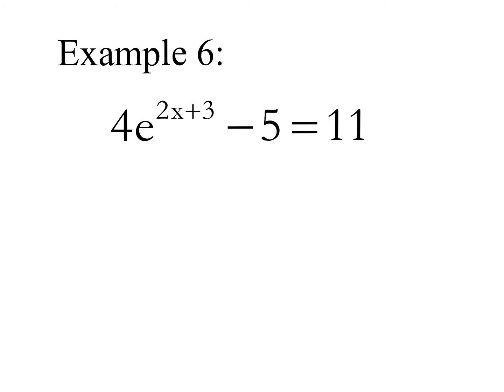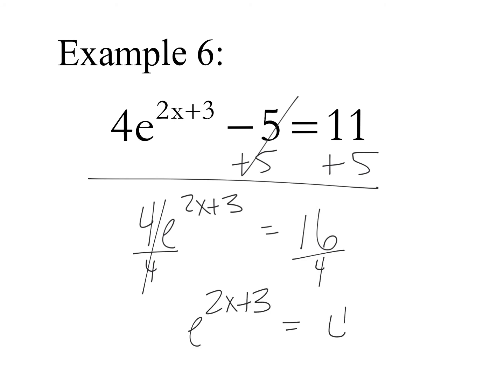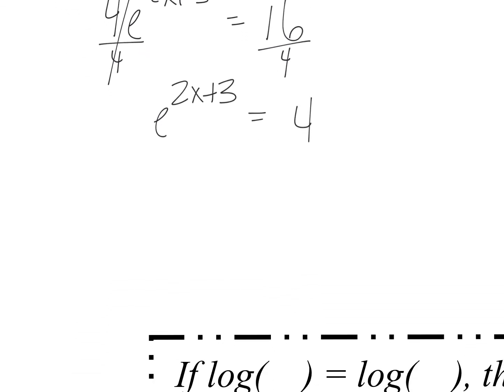First thing that I'm going to do is add the 5 to both sides. Hopefully that's one of the things that you were thinking about doing originally. This is 4e to the 2x plus 3, and on this side I get 16. And again, I can get rid of this 4. I'm going to divide both sides by 4 just to cancel that. So I'm left with e to the 2x plus 3 equals 4. And now here we are again, kind of in those problems that we did at the beginning.